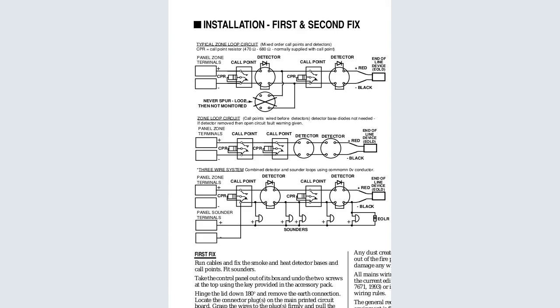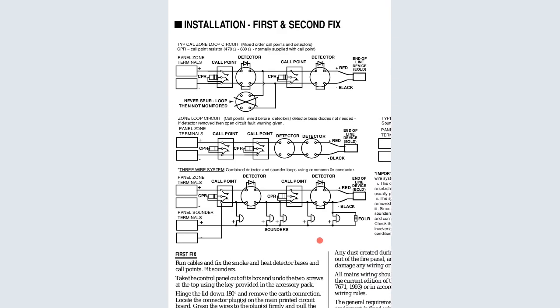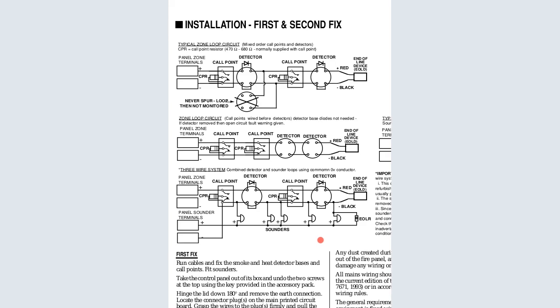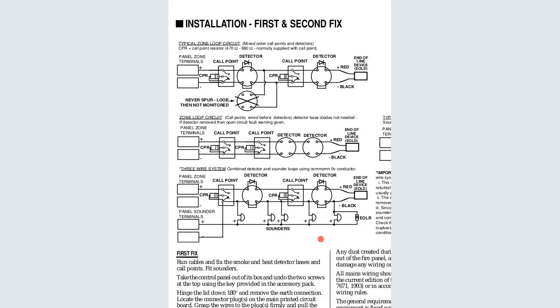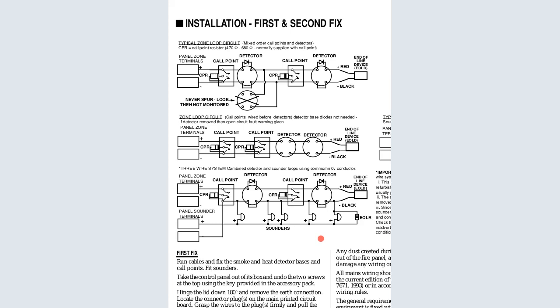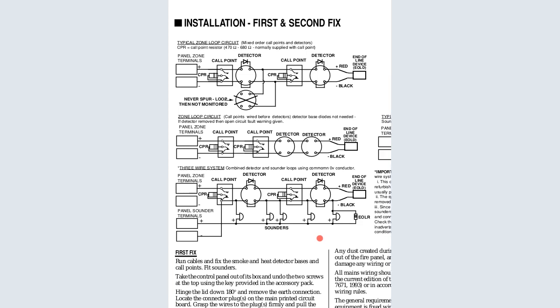So the installations are here. The typical zones and loop circuits are here. You can see the panel terminal, the call points, the detectors, and then the call points and then detectors. We say the call points are used for communication or detection. And then we have the red and black end of line devices.